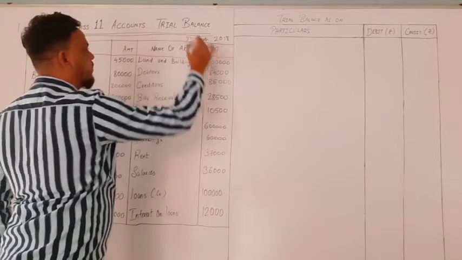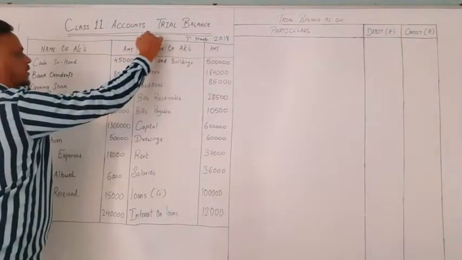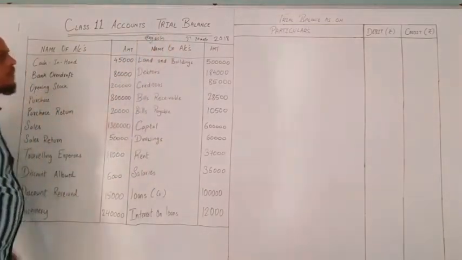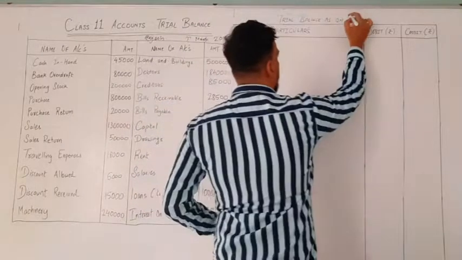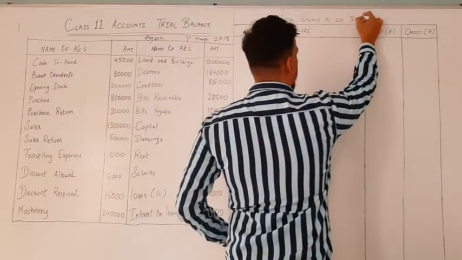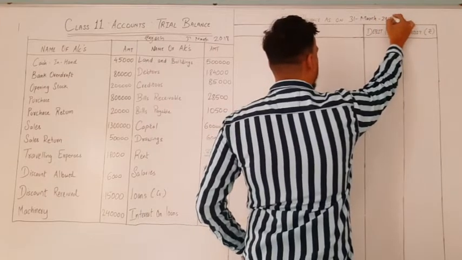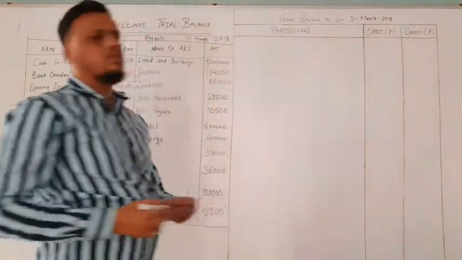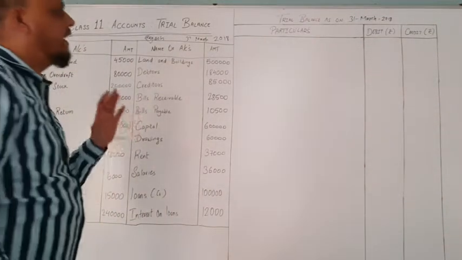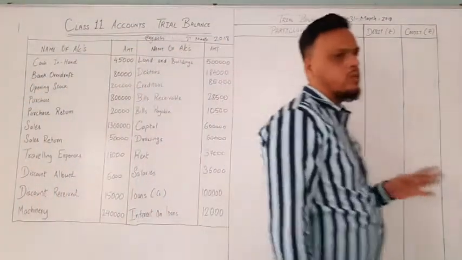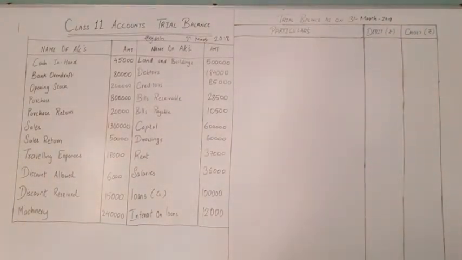March 31st 2018, in the books of Rajesh. So I would write trial balance as on 31st March 2018. This 2018 has to be written on the top of any transaction. It is as on, because it is a going concern. So we are going into the question.